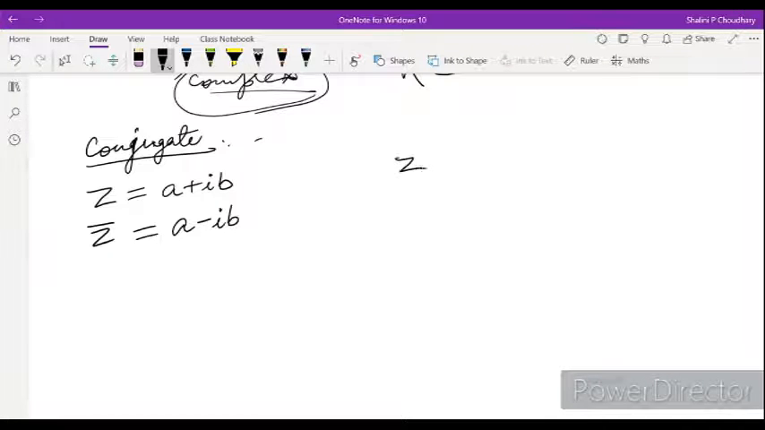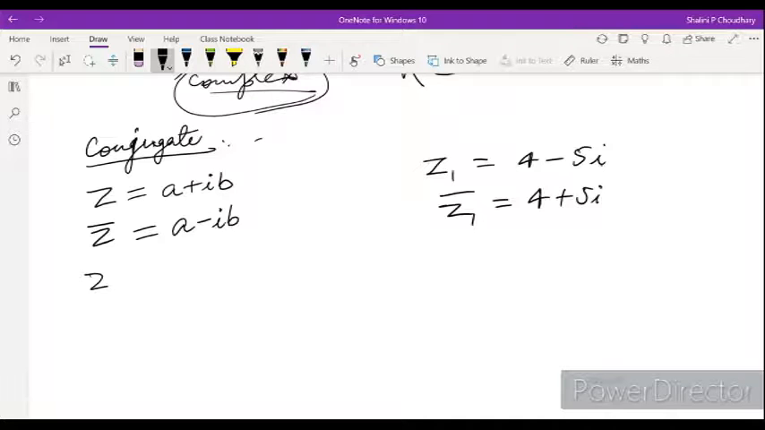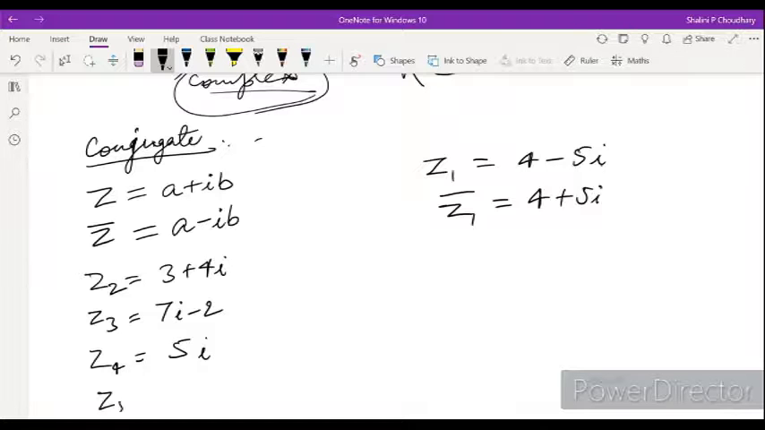Okay, if Z1 is given as 4 minus 5i, then what will Z1 bar be? Only the number with i, the sign of i, we have to change. So 4 plus 5i. So this way we have to do. So for example, we'll see some values. Z1 we have taken, so Z2, Z3, Z4, Z5: 3 plus 4i, minus 2 plus 7i, 5i, and Z5 we take as 3.